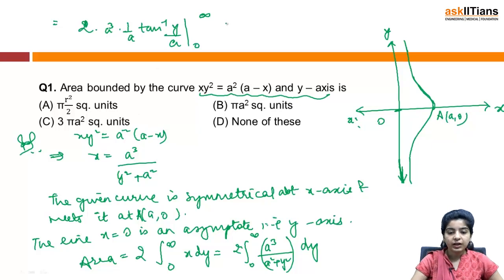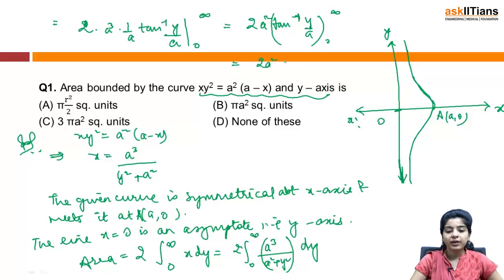So now a gets cancelled. So we have 2a square tan inverse y by a from 0 to infinity. This is equal to 2a square times (tan inverse infinity minus tan inverse 0), that will be pi by 2, and therefore the answer is pi a square, and therefore option B is correct.